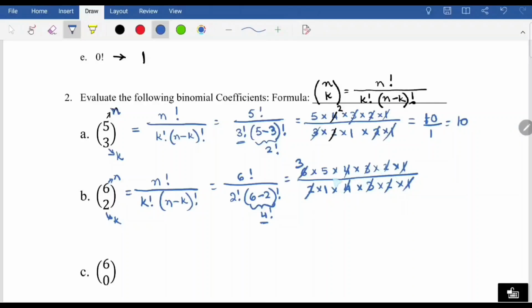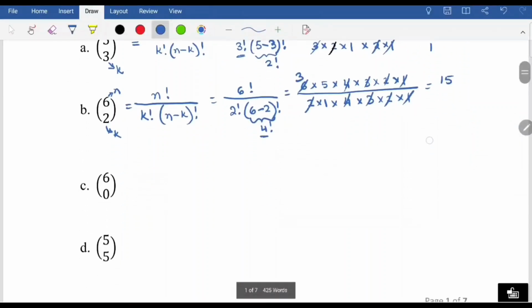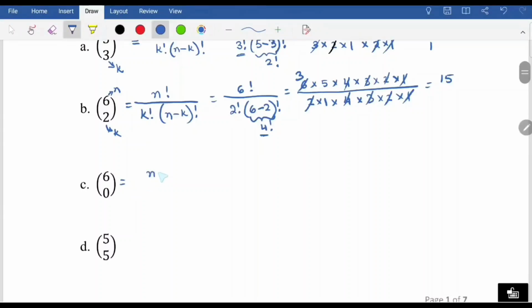So I think we have eliminated almost everything. So 3 times 5 is 15, 15 over 1 in the denominator, which is a 15. Now 6 combination 0. Again, write the formula so it is easier to plug values in, and also it keeps you on track. It'll help you move to the next step.